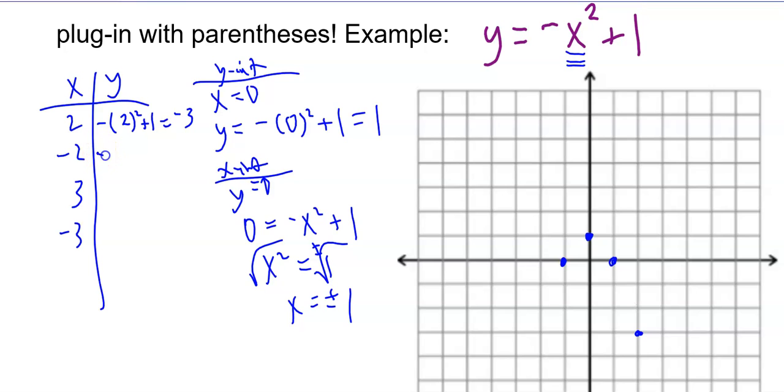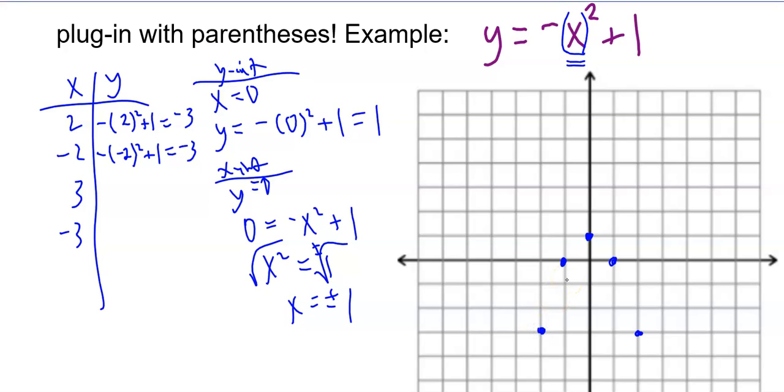And again, let's plug in negative 2. Now be careful: you have to plug in with parentheses here. It's very important. If there's a negative in front, only the x is being squared, not the negative. There's no parentheses around the negative, so that's going to stay out there. So this is going to be negative 2 squared, which is positive 4. But there's a negative in front, so it's going to be negative 4 plus 1, which is negative 3 also. So it's actually the same value: (negative 2, negative 3).